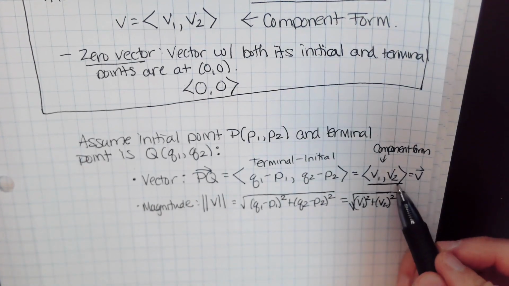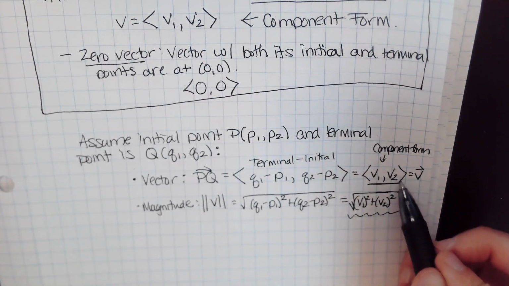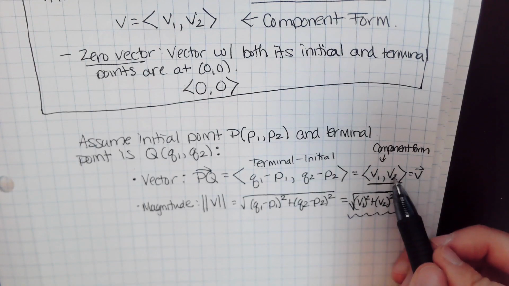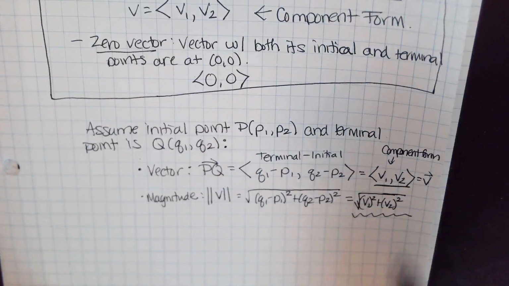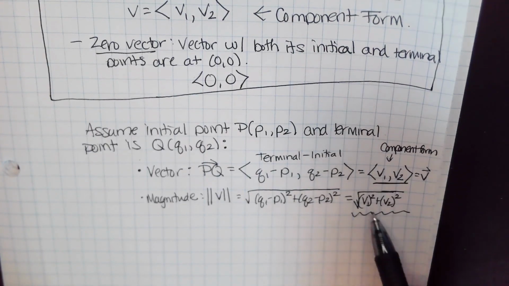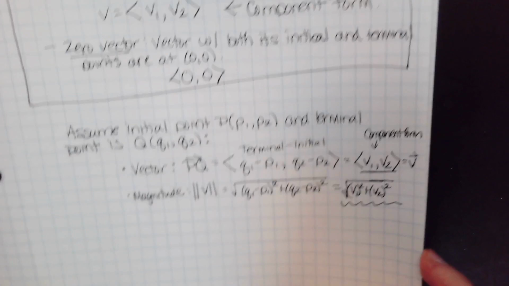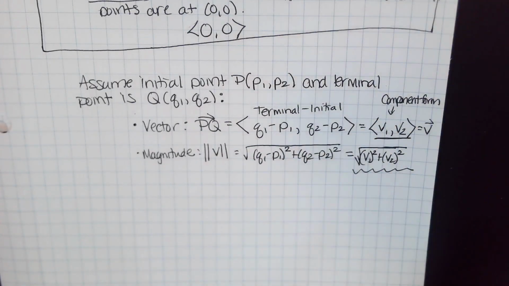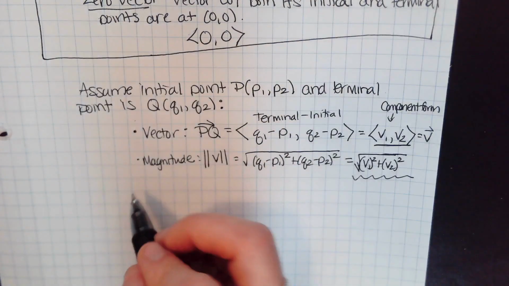So once you're in component form, you just take your two components, square them, add them together, and take the square root. Because again, this represents your terminal point, and your initial point is 0. If we subtract 0, you'd just be left with v sub 1 minus 0 is v sub 1, and v sub 2 minus 0 is v sub 2.